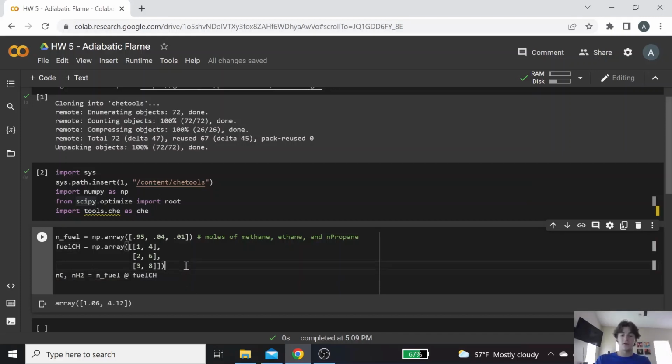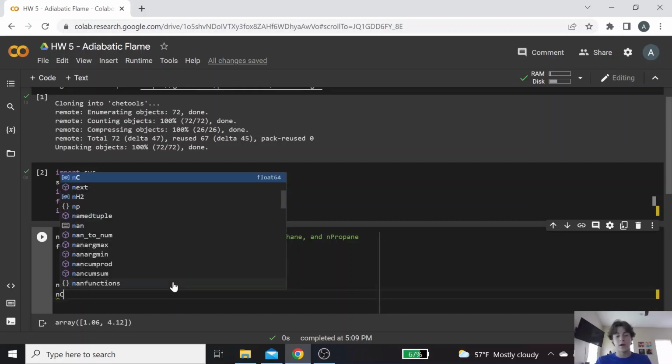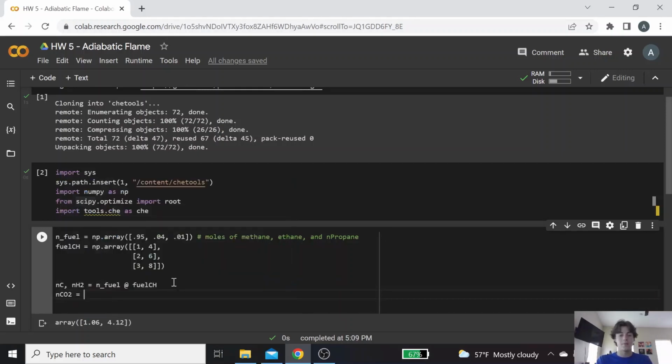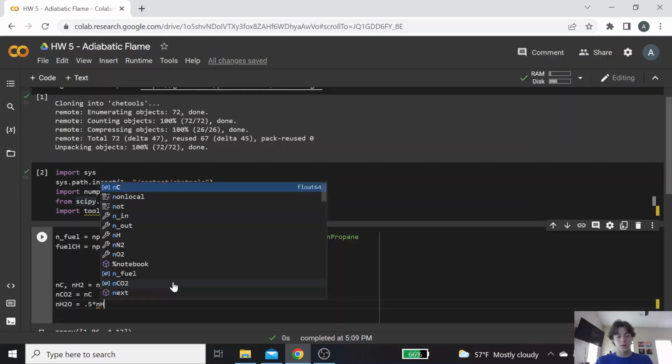And now we can use these values to figure out the rest of the stoichiometry for burning our fuel. So the moles of carbon dioxide will always be equal to the moles of carbon coming in. The moles of water will be equal to half the moles of hydrogens coming in with the hydrocarbon, since there's 2 moles of hydrogen in a water molecule. So A times H2.